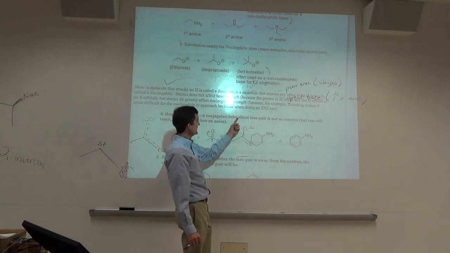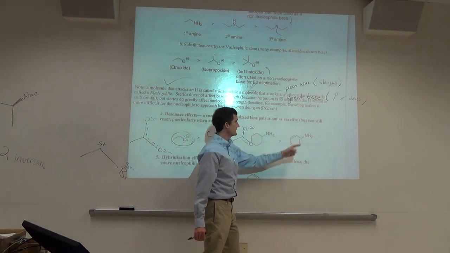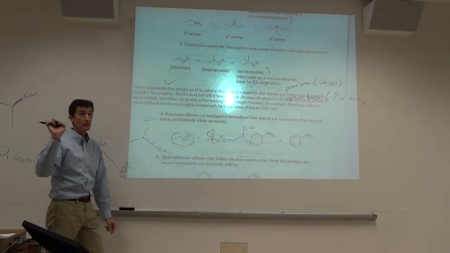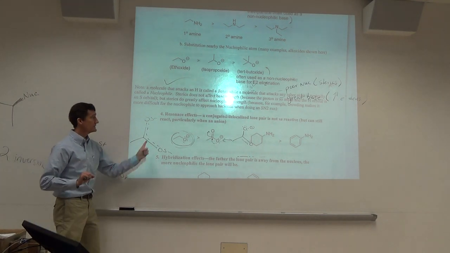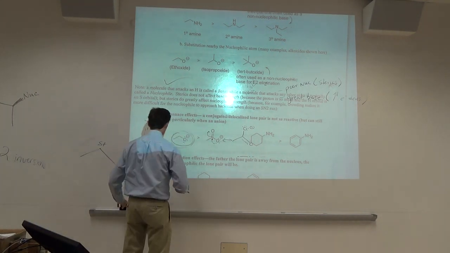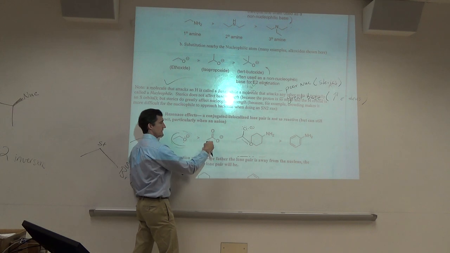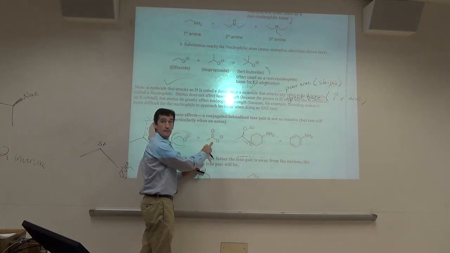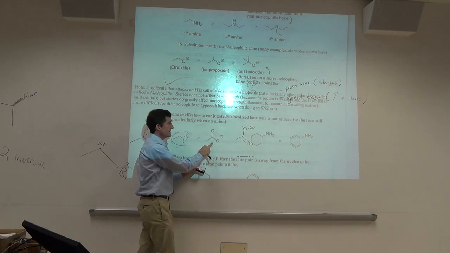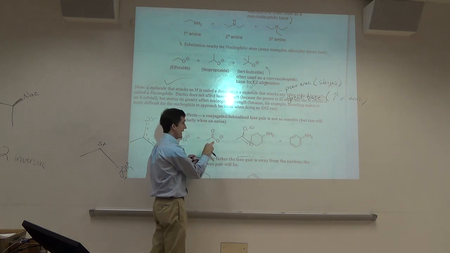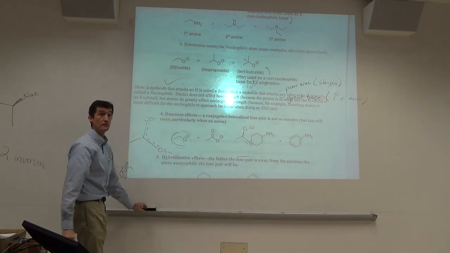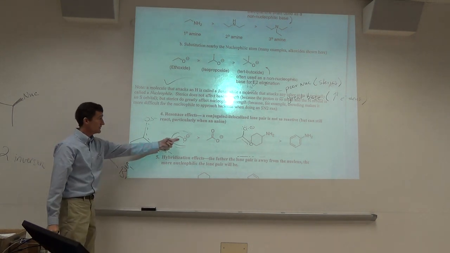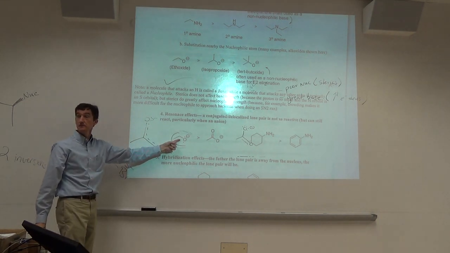A conjugated or delocalized lone pair is not as reactive, but it still can react, particularly when it's an anion. What's the name of this guy right here? Acetate. Learned it in Gen Chem, right? Acetate can be a nucleophile, but it's not going to be as strong as ethoxide.